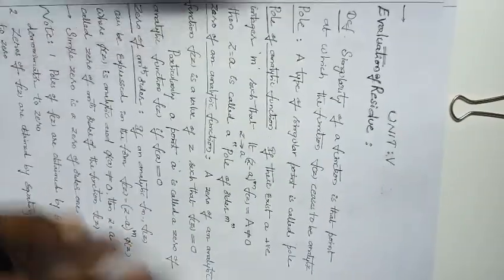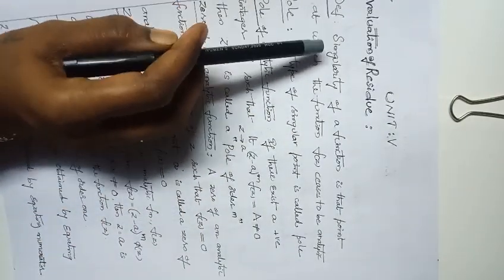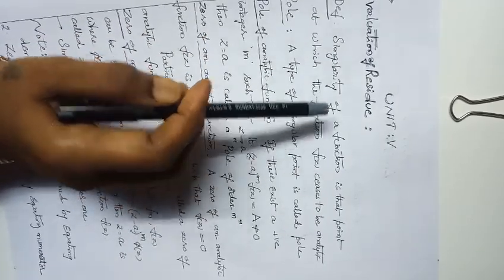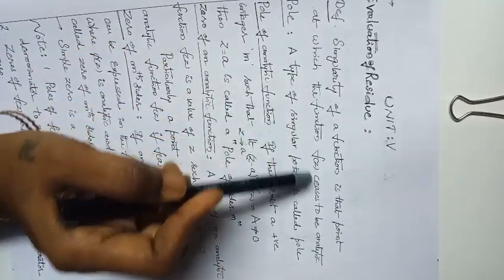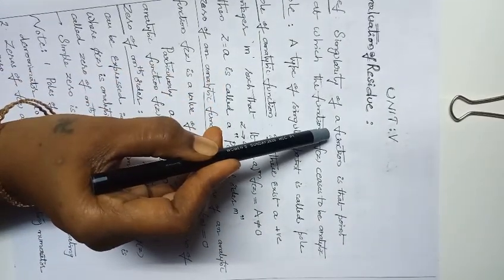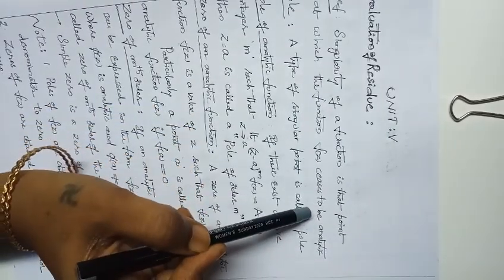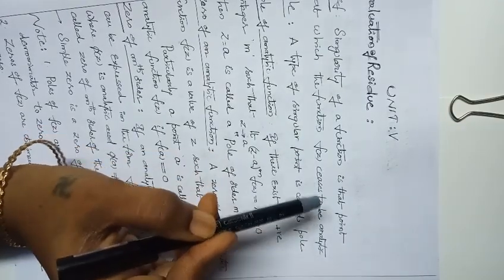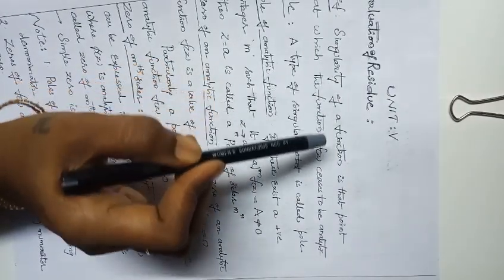Before going to that topic, first we have to know the standard definitions. The first standard definition is singular point of f of z. A singular point is also called the singularity of a function. It is that point at which the function f of z ceases to be analytic. I mean, the singularity of a function is a point at which the function fails to be analytic. Analytic is nothing but differentiable. I mean f of z is not differentiable at the point. That point is called the singularity or singular point of the function.